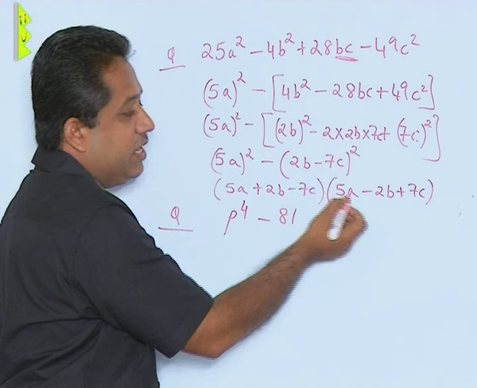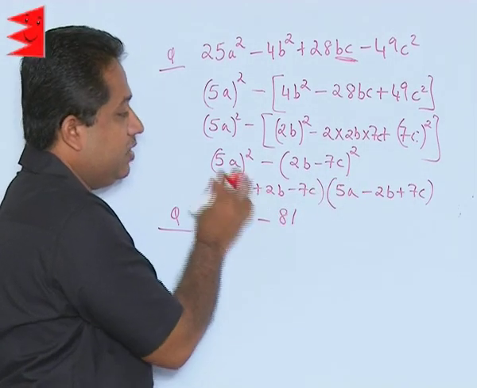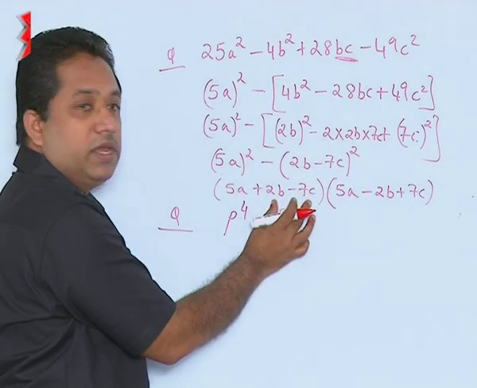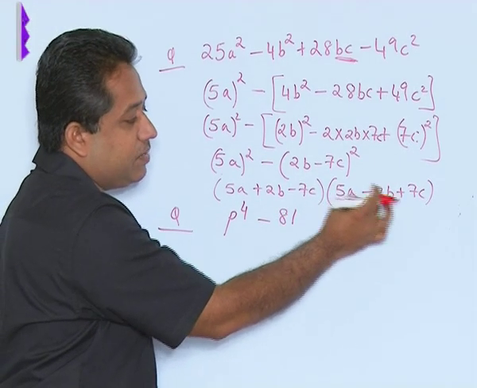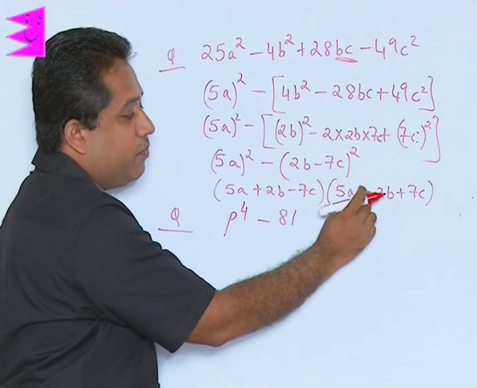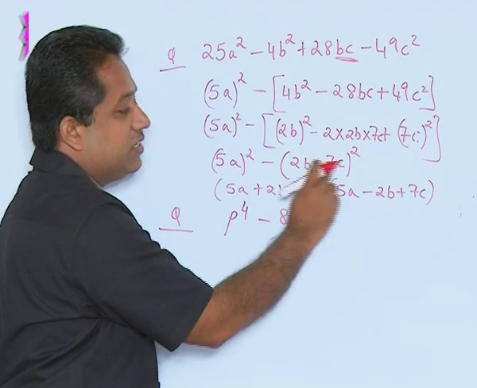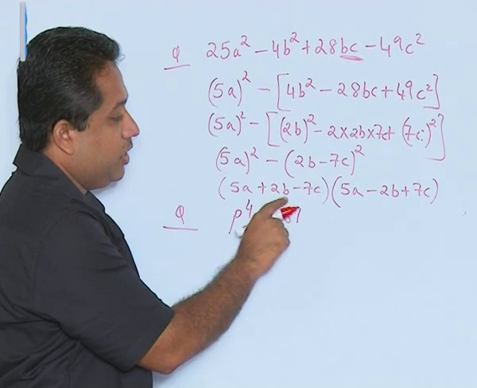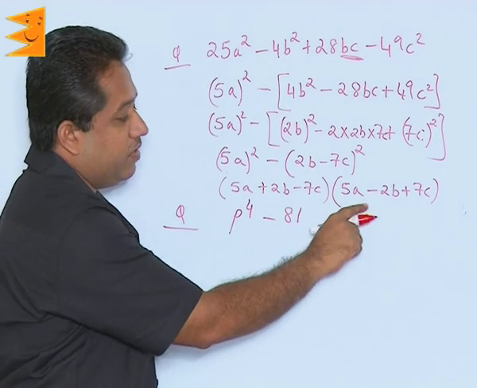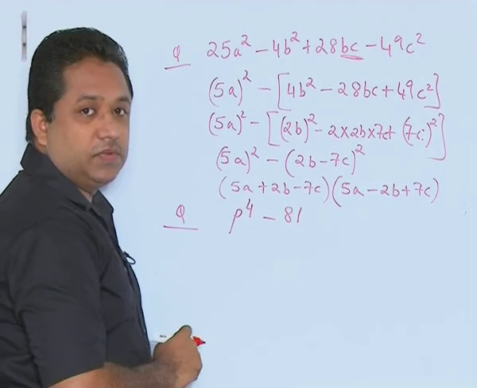So, we will have to be very careful with the second bracket. Here we just add 5a plus 2b minus 7c, but here we have to take the first one as it is and subtract the second. So, 5a minus 2b plus 7c, the signs of the second bracket will change. So, final answer 5a plus 2b minus 7c, 5a minus 2b plus 7c.